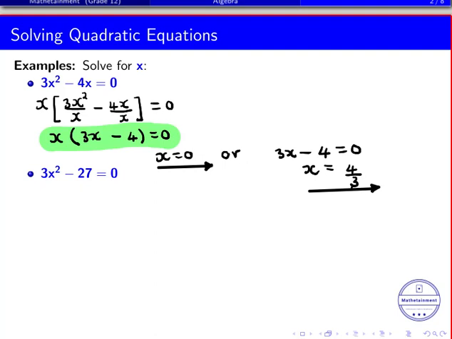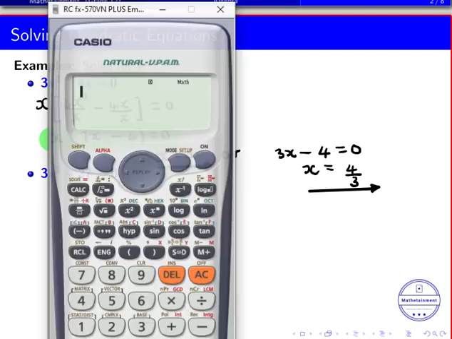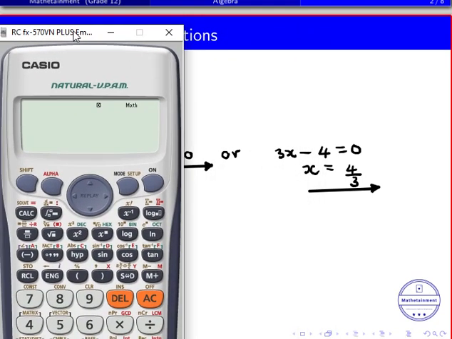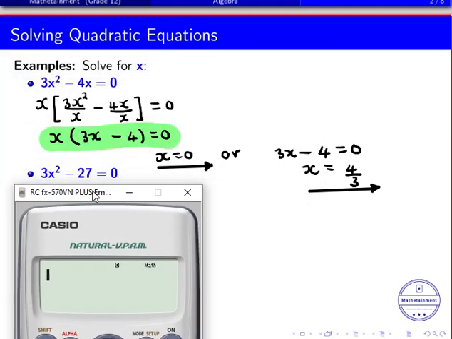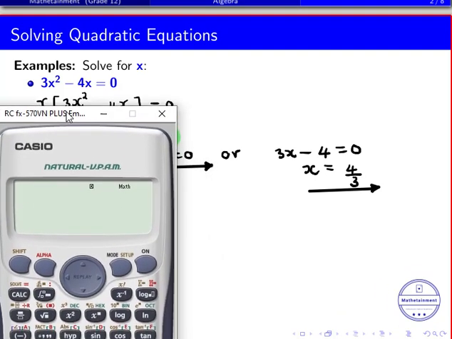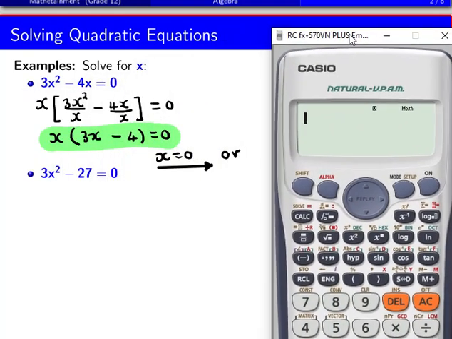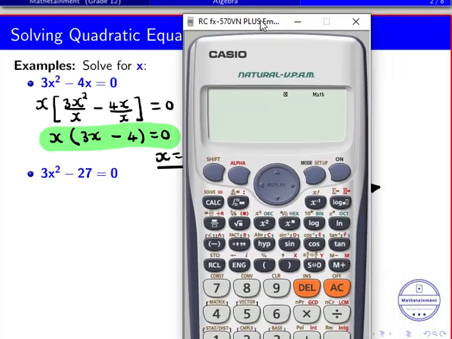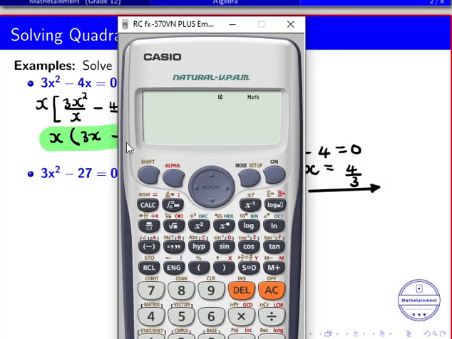The nice thing about solving for x, or solving for an unknown for that matter, is that you can confirm if your answers are correct or incorrect. How do you do that? I'm going to use my famous calculator. What you want to do is substitute the answers that you got into your original equation and see if we are getting equal sides. For instance, when you substitute 0 on the left-hand side, it looks obvious that you're going to get a 0. Let's try and substitute now 4 over 3.